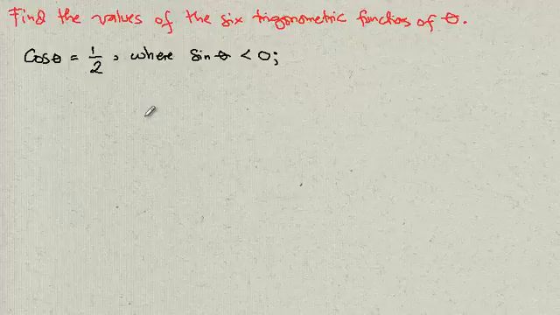Okay, we are asked to find the six trigonometric functions of theta when we know that cosine theta is 1/2 and sine theta is less than 0. And what do you mean by that?